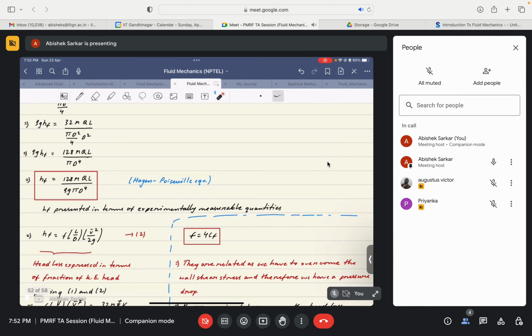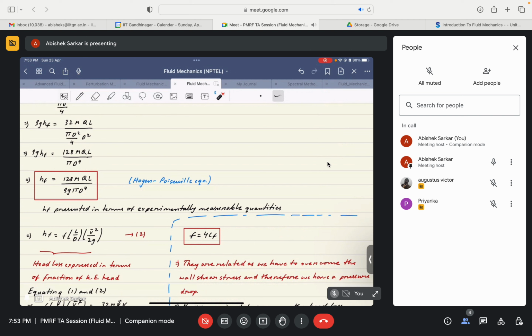Again, this expression is known as the Hagen-Poiseuille equation, and this equation is special because the head loss is presented in terms of experimentally measurable quantities, because Q can also be measured in an experiment. If you've done an experiment in your college, you know how to measure the flow rate. If the flow is flowing through a pipe and it is being stored in a container, then we open a valve, and the fluid released from the valve can be measured through a scale that is already present in the device, and we can then know the volume.